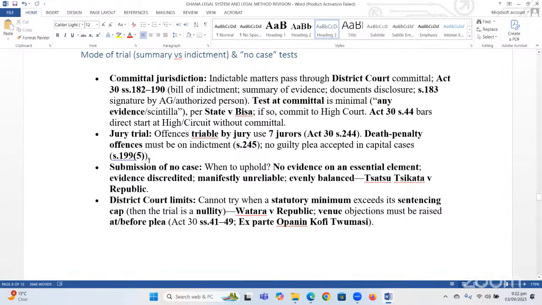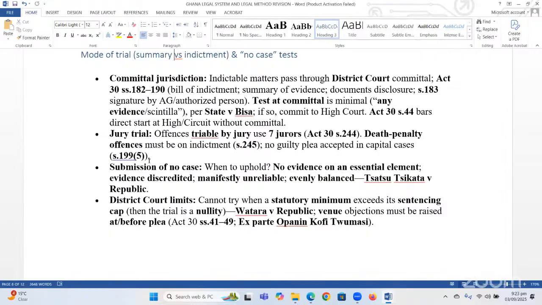So assuming you entered not guilty, they go through the evidence. The prosecution will call their witnesses through examination in chief, and then they are cross-examined. When they have finished all their witnesses, the accused person will be called upon to open his defense. Instead of opening his defense, he can make a submission of no case, trying to suggest to the court that when the prosecution case is fully considered, it has not made a prima facie case to warrant the accused person to open the defense. If the court looks at it and agrees, then that will be it.